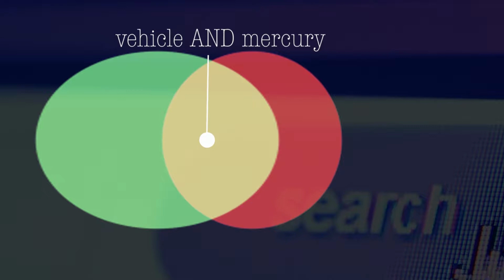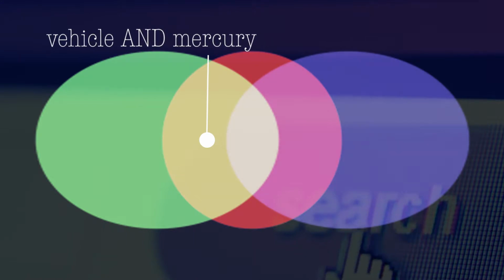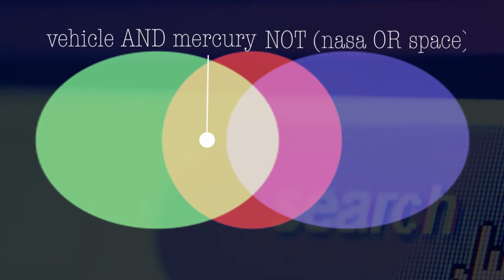Excluding results from your search works the same way. By adding not NASA or not space, you are further describing the set of results you want the search engines to give you. You can, of course, add as many additional inclusions, expansions, or exclusions with and, or, not as you need. You are only limited by the limits of the search engine.